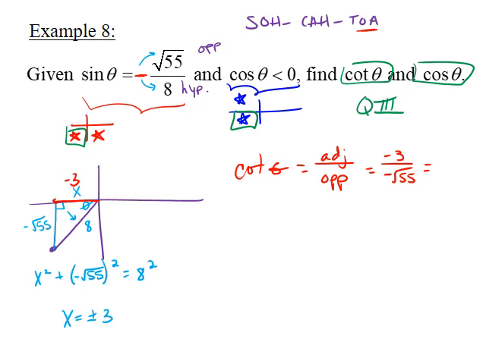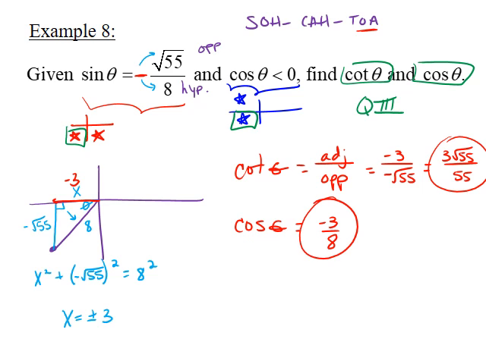When I rationalize, I get positive 3 root 55 over 55. Cosine. And cotangent should be positive in the third quadrant, right? Cosine in the third quadrant should be negative, so when all is said and done, we need to make sure it's negative. We have the adjacent over hypotenuse. Boom, fantastic.